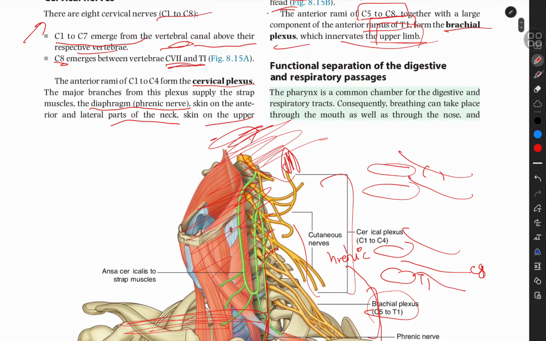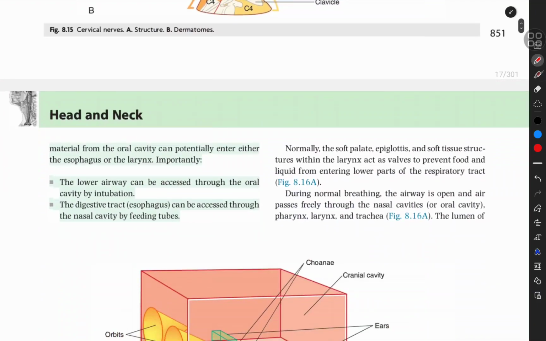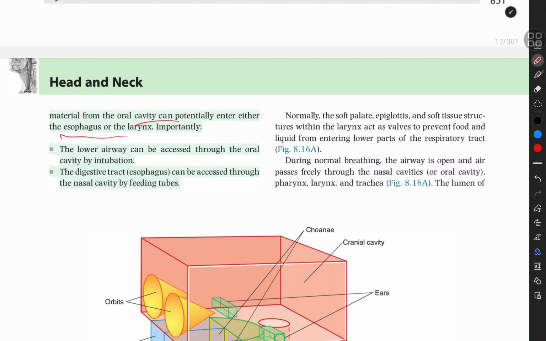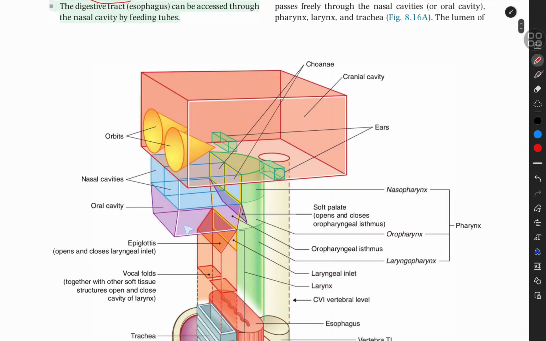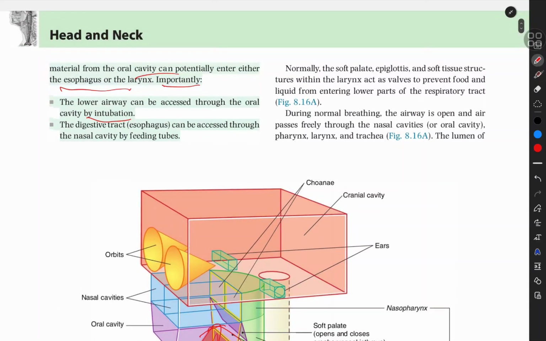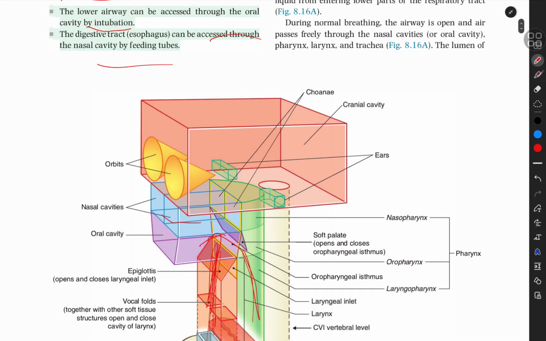Functional separation of the digestive and respiratory tracts. The pharynx is a common chamber for the digestive and respiratory tracts, as we have established. Consequently, breathing can take place through the mouth as well as through the nose, and material from the oral cavity can potentially enter either the esophagus or the larynx. Importantly, the lower airway can be accessed through the oral cavity by intubation. So you open your mouth and you theoretically can access the respiratory tract and also the digestive tract, or the digestive tract can be accessed through the nasal cavity by feeding tubes. So the nasal cavity can also theoretically open into the digestive tract.